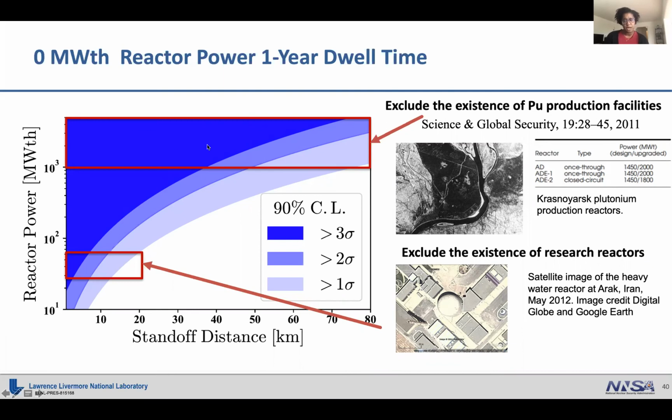And again, if we were monitoring something like a large plutonium production facility, similar to what they had in Russia, you could imagine that you can actually reject those up to about 50 kilometers if you're looking on the order of gigawatt scale nuclear reactors.